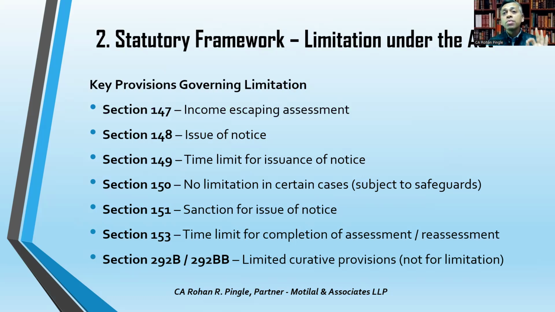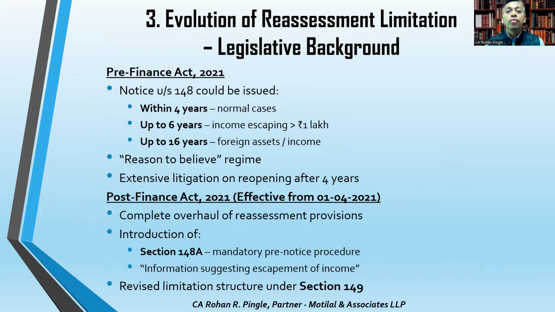So limitation must be read holistically and not section-wise in isolation. Section 149 determines whether reopening is permissible at all, and Section 151 controls misuse through sanction. Even a valid notice fails if assessment is not completed within Section 153. Let's move on further.